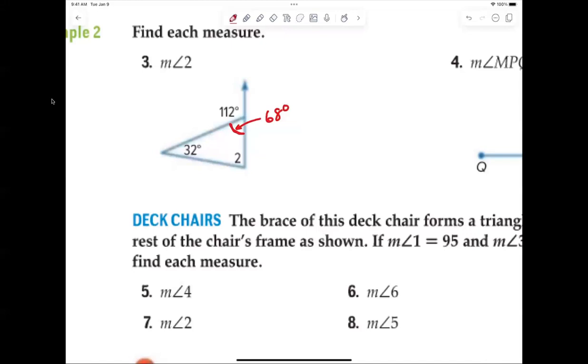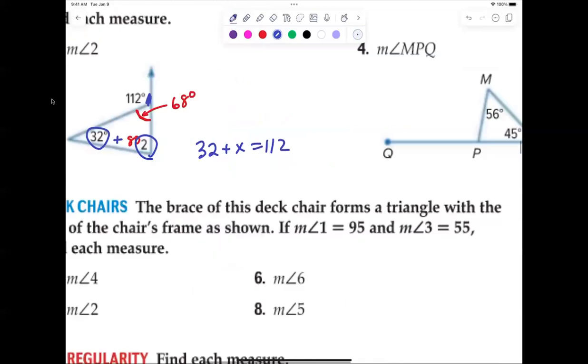Now I have 2 out of the 3 angles. So if I want, I can say 68 plus 32, which is 100, and then angle 2 would be 80. The other thing I could say, now watch this, is that 32 plus X is equal to 112. That would be the most direct way of saying it. The exterior angle 112 is equal to 32 plus angle 2. Is everybody with me on that? All right, so let's look at number 4.